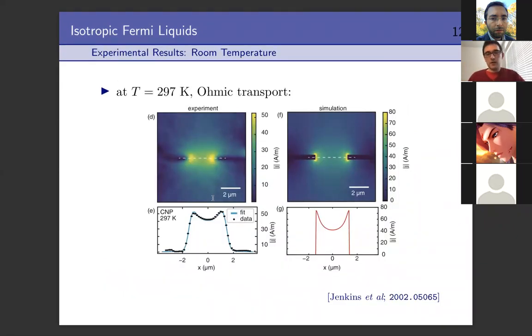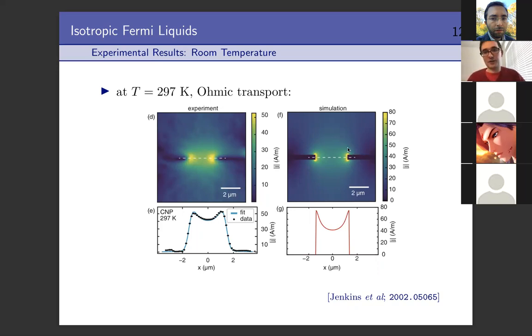Okay, so to calibrate the device, you can do an experiment at room temperature. At room temperature, it was widely believed that graphene was host to significant momentum relaxing phonon scattering. And we can indeed see ohmic impurity or phonon limited transport. So just from this experimental image, you can already see that the current bunches up quite strongly near the edges of the constriction.